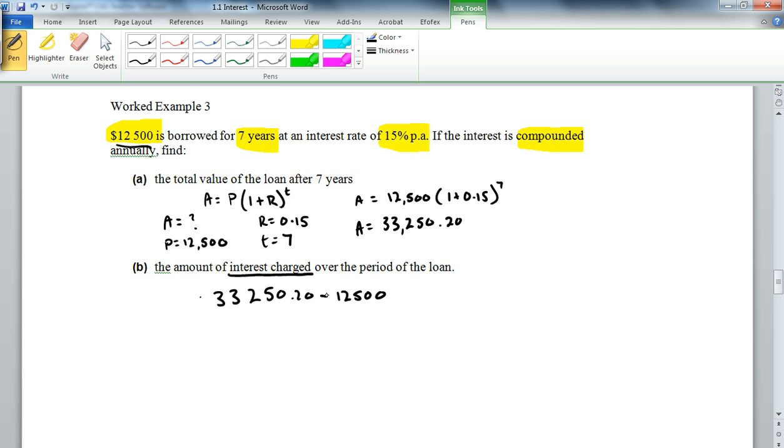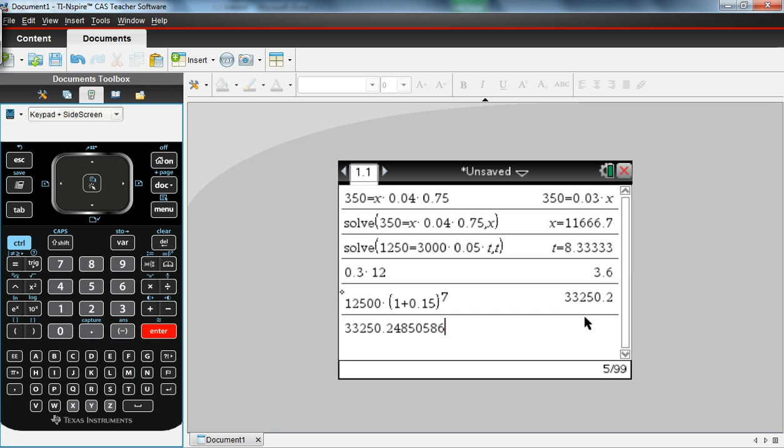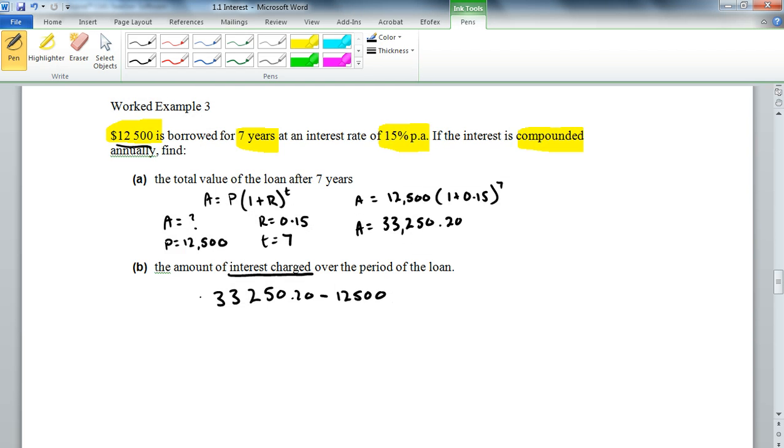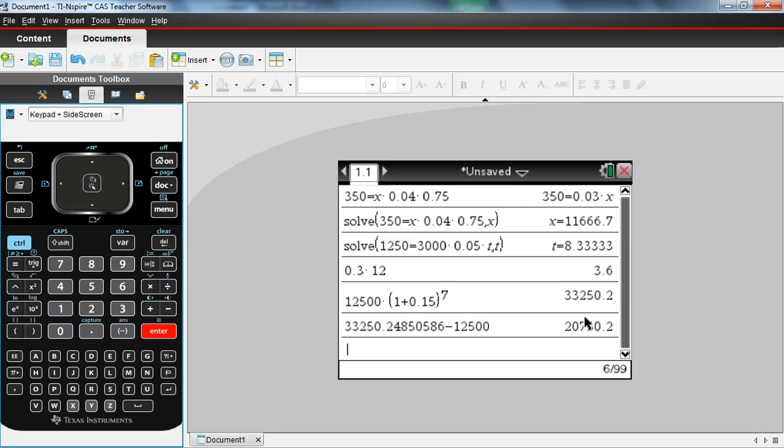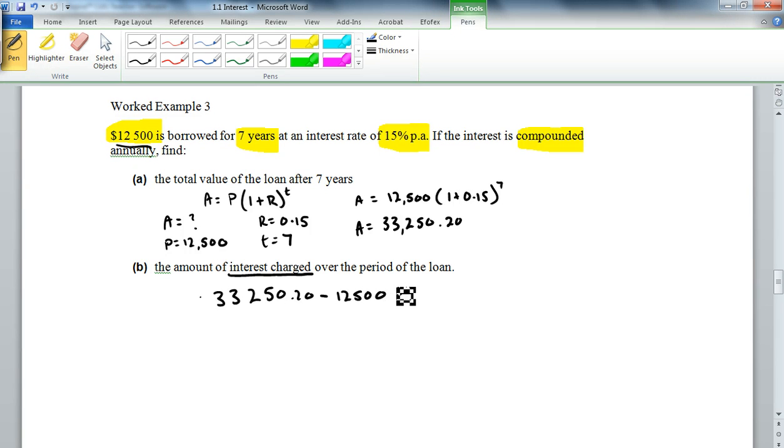12,500. Put that in our calculator. Now we can always just go back up and hit enter, and it's actually 0.248, so it'll be a bit more accurate. 12,500 was the original amount. Hit enter. So our actual amount is 20,750 and 0.2. So that's the amount.